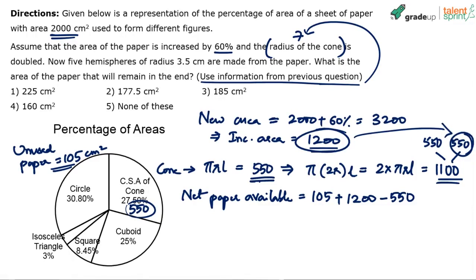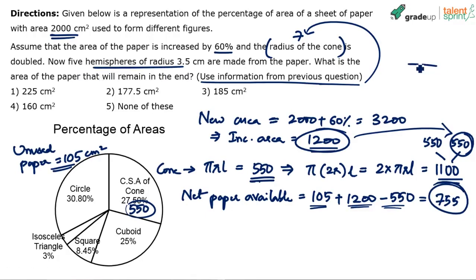You're able to follow? So unused paper was 105 initially. We increased the area of the paper by 1200. But because the radius also was doubled, our requirement for the cone increased by 550. So that increment should be subtracted here. It is an additional requirement, right? So we remove this 550. So what is the paper left with us to make hemispheres? 1200 minus 550 is 650. 650 plus 105 is 755. Now using this 755, we are going to make these hemispheres.